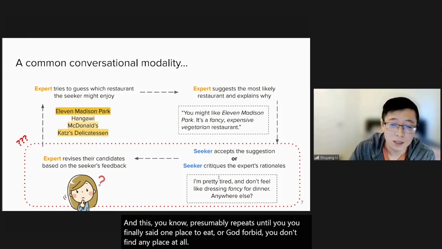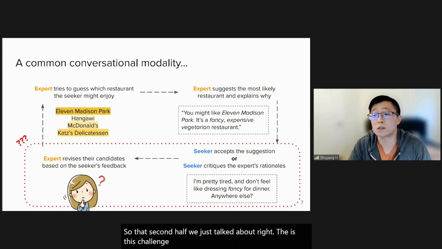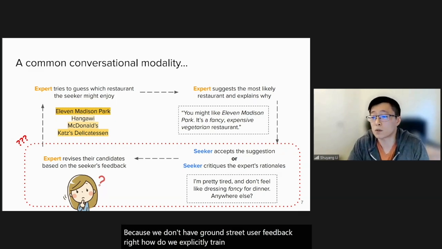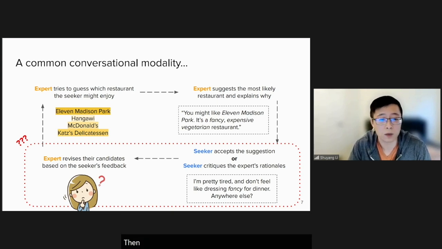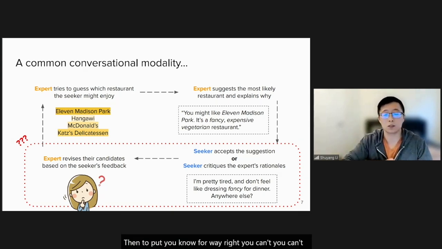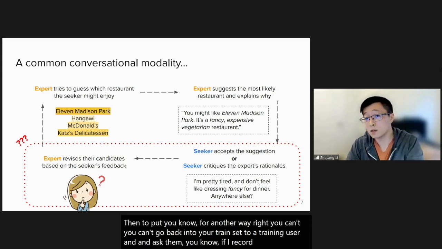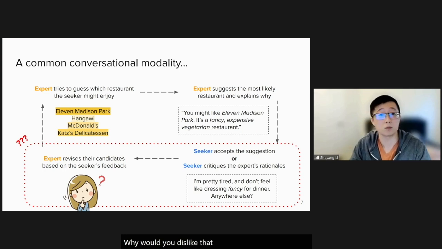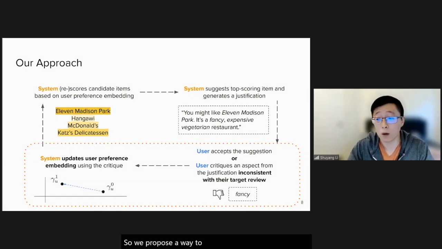That second half we just talked about, right, is this challenge for existing systems. Because we don't have ground truth user feedback, right? How do we explicitly train our expert to take that feedback into account then? To put it another way, you can't go back into your training set to a training user and ask them, if I recommended you something else with this different rationale, why would you dislike that? What about the item would you dislike? So we propose a way to bypass that problem.